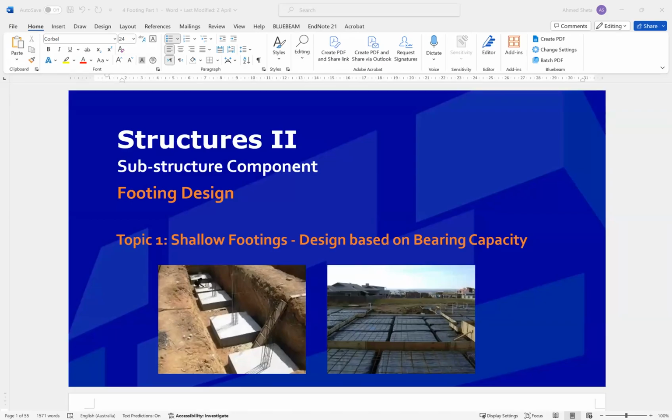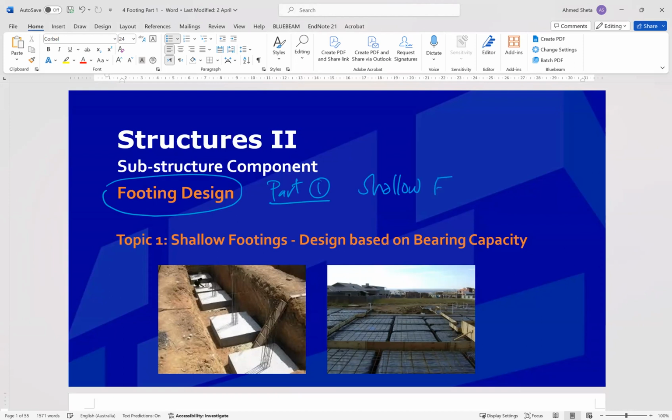Hello everyone. So today is the second part of lecture number 4 about footing design. This week we will be talking about footing design part 1 about shallow foundation or shallow footing. Under shallow footing we have two topics. The first topic is design of shallow foundation or shallow footing based on bearing capacity. The second topic will be design of shallow footing based on soil reactivity.